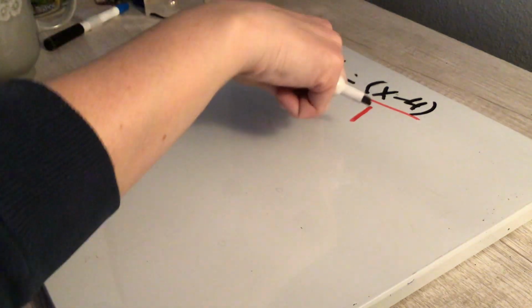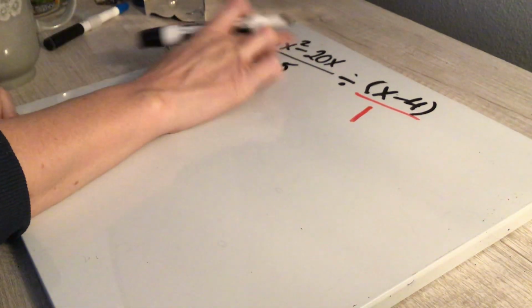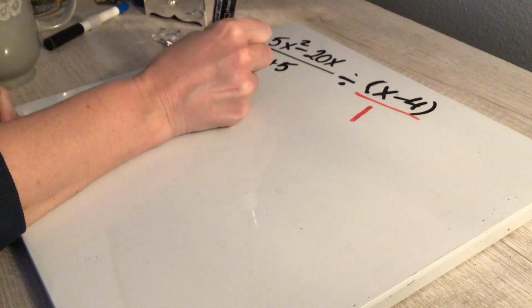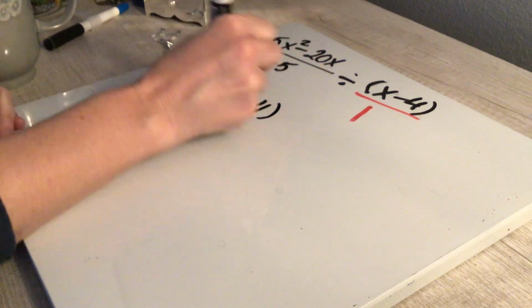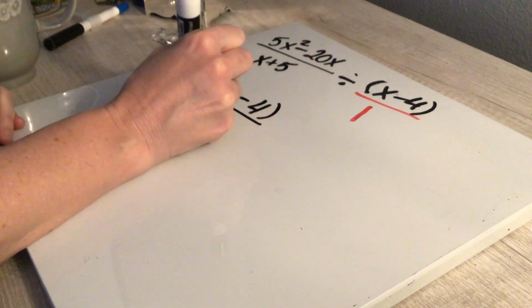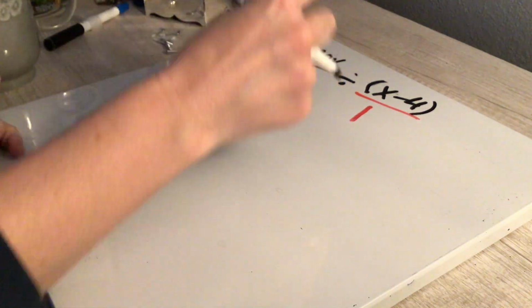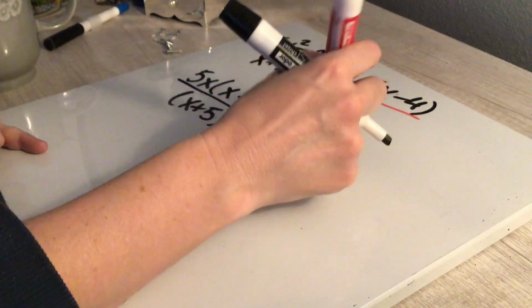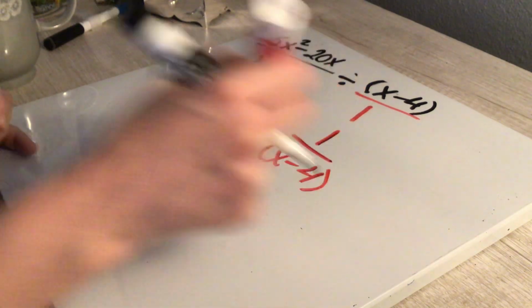Then division tells us keep the first one. We're going to factor this as we go. So we can factor out a 5x from both terms. So we get 5x times x minus 4 over x plus 5. Then change it to multiplication. So times, then the reciprocal of this. So 1 over x minus 4.